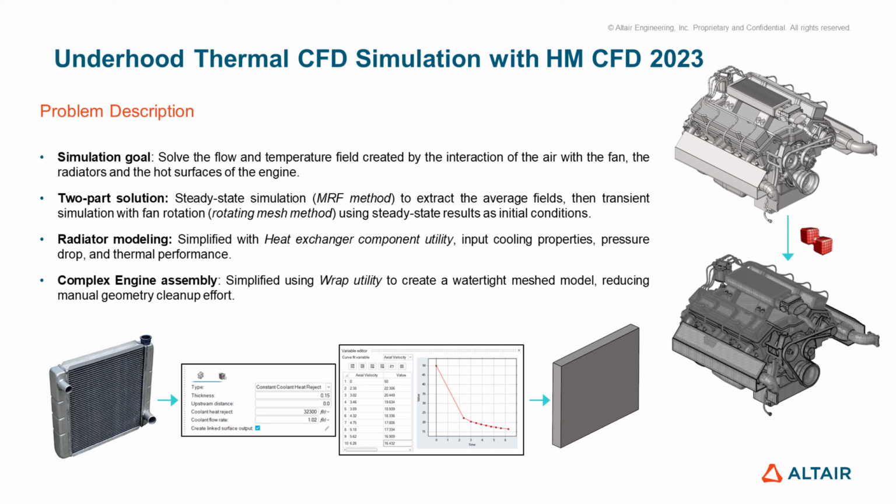The two simplified bodies that make up the radiators of the system will be modeled using the heat exchanger component utility. The user can input information about the cooling properties, pressure drop and thermal performance of the radiator to achieve an accurate modeling without including the complexity of the individual system components. In addition, as part of the simplification of the model, the wrapping utility will be used for the engine parts. The wrap tool can create a watertight meshed model of the engine, merging its individual parts and minimizing the manual work needed to clean up its geometry.